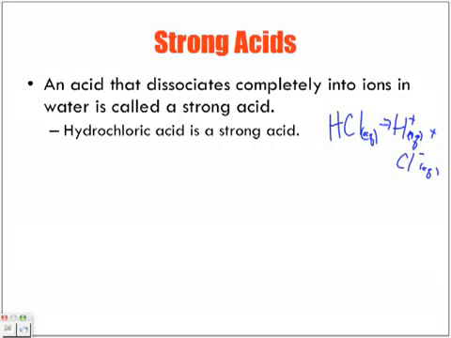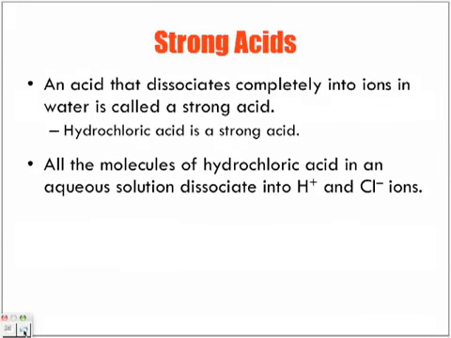When you see the term dissociation, and excuse the messy writing, we're breaking apart into the cations, the positive charges, and the anions, which are the negative charges. So all molecules of hydrochloric acid in an aqueous solution dissociate into H plus ions and Cl negative ions. Every single molecule of the HCl is going to break apart from itself. It's not going to remain. So that's the dissociation. We saw that breakdown. All of them are going to do that.